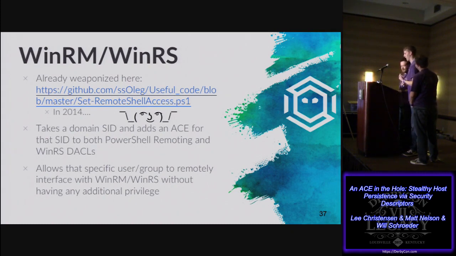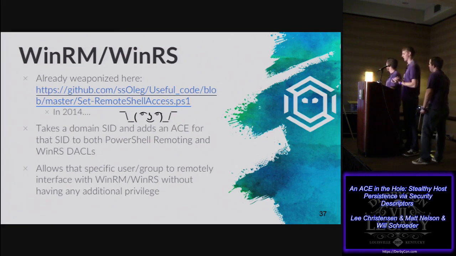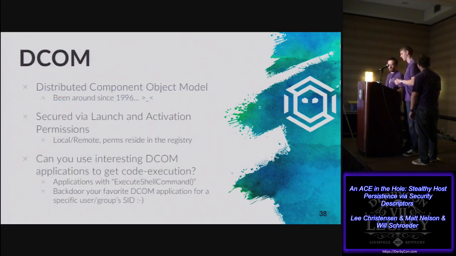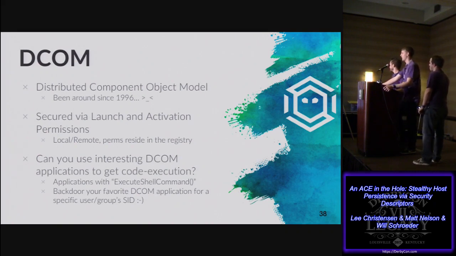So like I said, this was weaponized in 2014. Saves me a few hours because I didn't have to actually write it. I finished half of it and then went Googling for something, and then this popped up. So it just takes a domain SID, and then it literally just appends the SID to the existing ACL, or ACE, that exists. And that gives that user or group the ability to do PowerShell remoting on the remote host, or the Windows Remote Shell, to run commands on the remote host without being a local admin or equivalent.